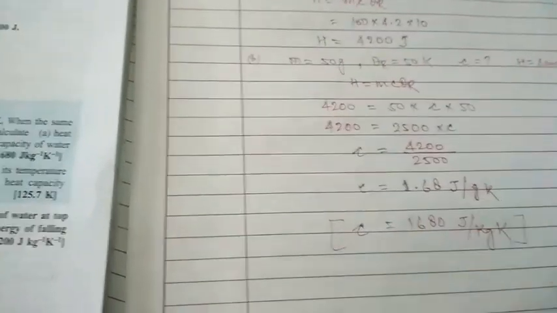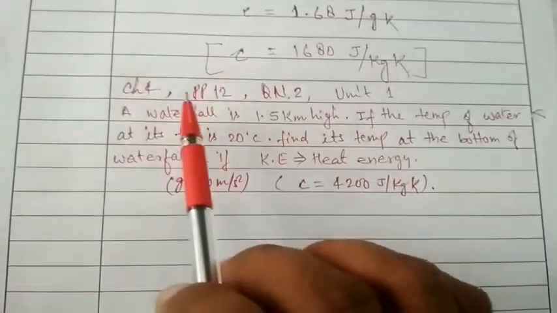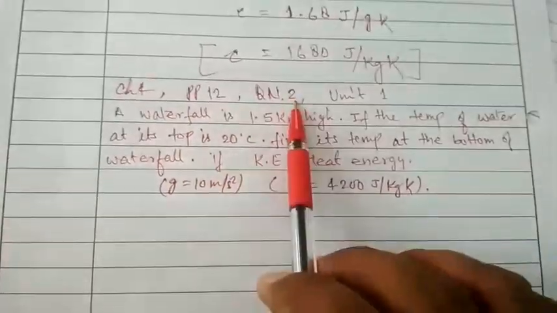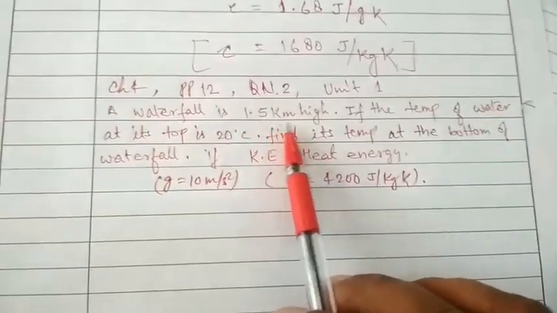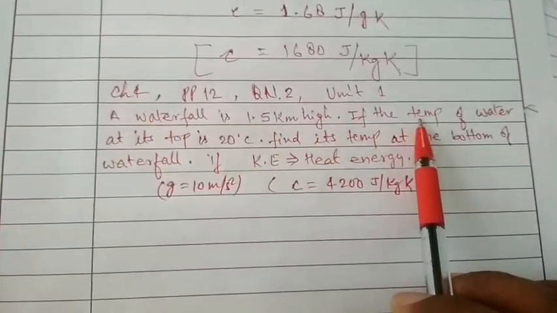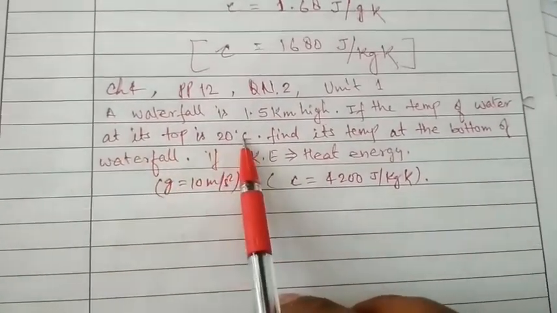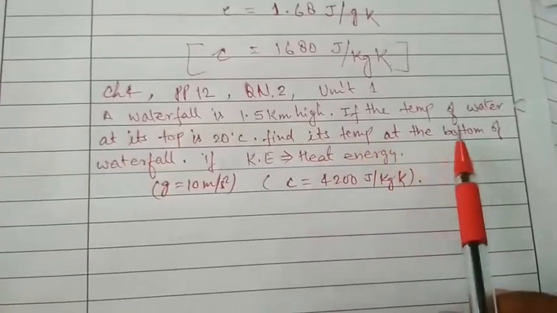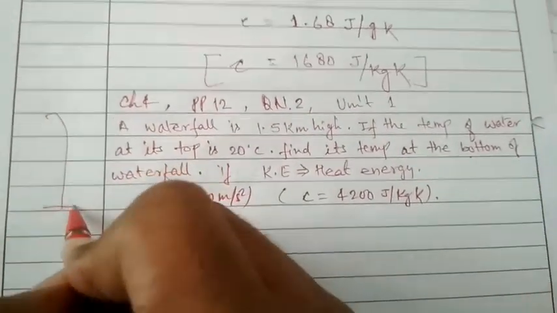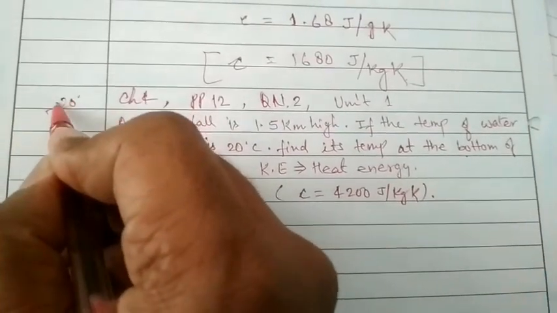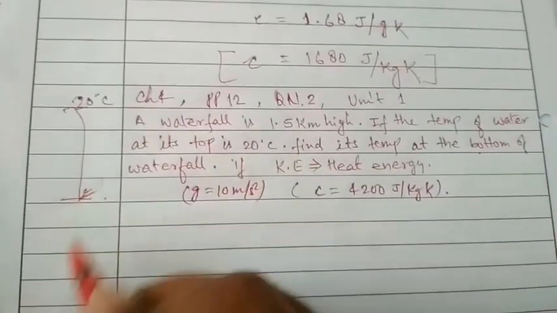So this is practice problem 11, question 1. See the last question of this unit, chapter 4, practice problem 12, question number 2, says that a waterfall is 1.5 kilometer high. If the temperature of water at its top is 20 degrees Celsius, find the temperature at its bottom. Suppose this is the waterfall, here the temperature is 20 degrees Celsius. At the bottom here, what will be the temperature?